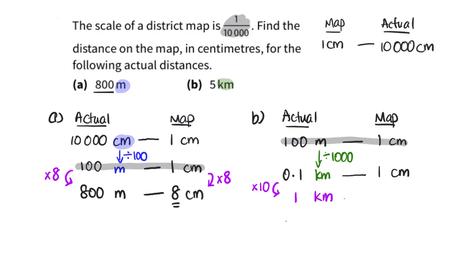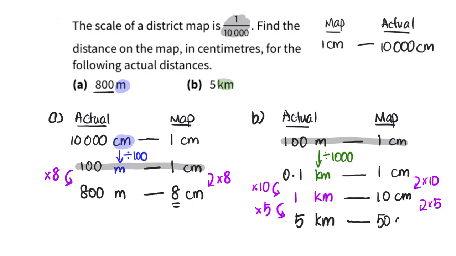This is important because it makes things easier for us. So if I times 10, then this will be 10 cm. Because the moment I know what is 1 kilometer, I will be able to find what is 5 kilometer easily, isn't it? What number should we times? Yes, times 5. And with that, we will get 50 cm. And we are done.